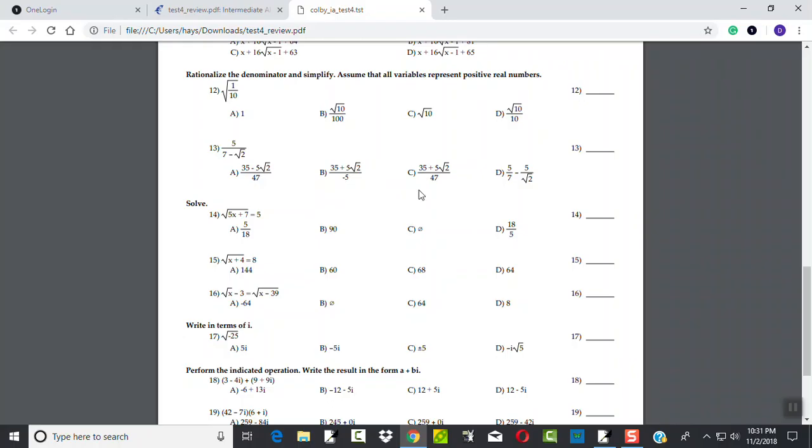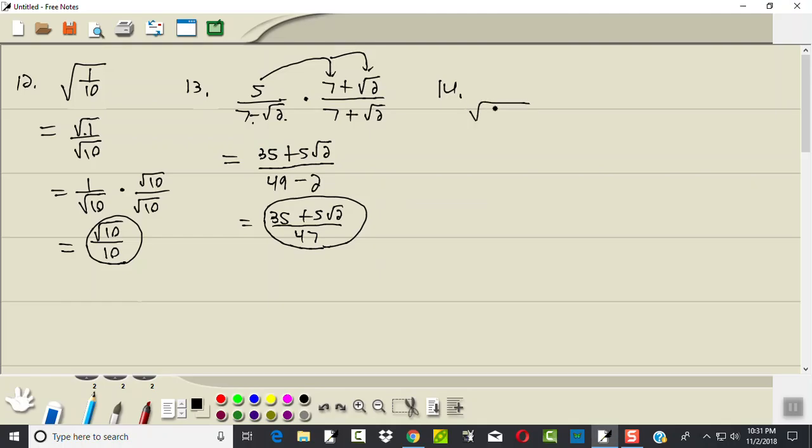Number 14. We've got square root of 5x plus 7 equals 5. Now this is solving a radical equation. Our first step for solving a radical equation is to get a radical by itself on one side. And this is by itself. There's nothing in front of it, there's nothing after it, we just simply got square root. Now step 2 is to take both sides to a power equal to the index. This is a square root, which means we'll square both sides.